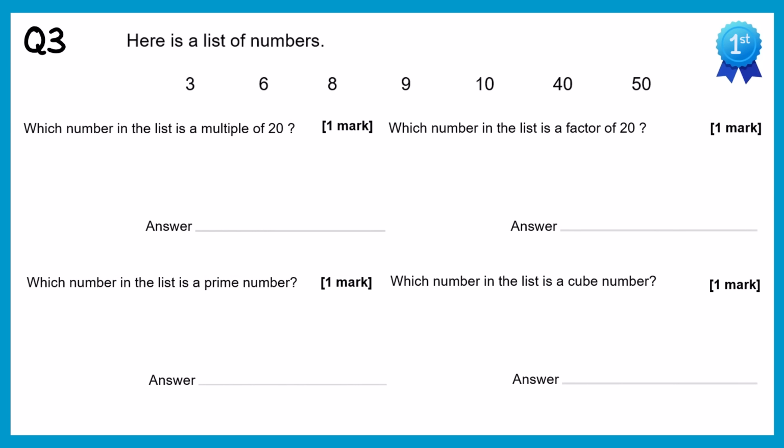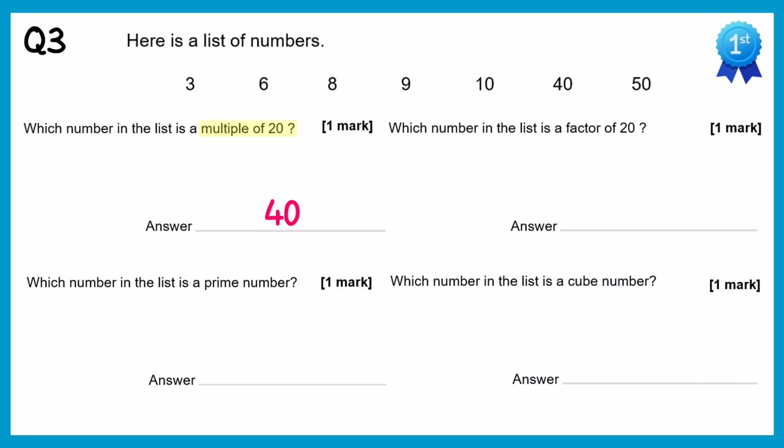In the first part of this question, we're looking for a number in the list that is a multiple of 20. The multiples of 20 are the numbers in the 20 times table, so 20, 40, 60, 80, and so on. Looking at this list, the only number that's in the 20 times table is the number 40.